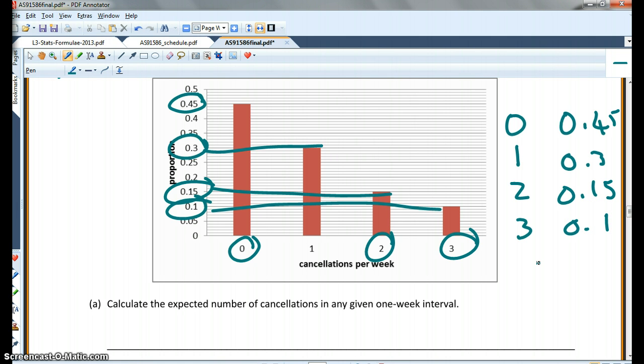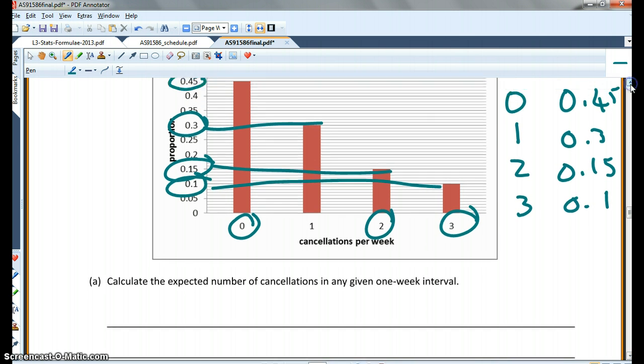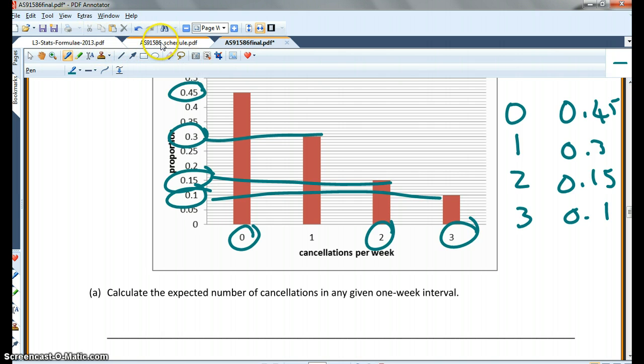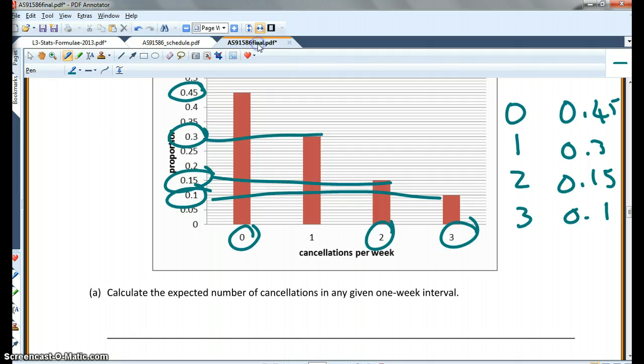Now, to get the expected number, we can go this times this, plus this times this, plus this times this, plus this times this. But I think you asked for the standard deviation as well. Are you not? Oh, maybe you're not. So you can be using this formula on the formula sheet. Expected number is the sum of all the x's times the probability of that happening. So that just means this times this, plus this times this, plus this times this, plus this times this.